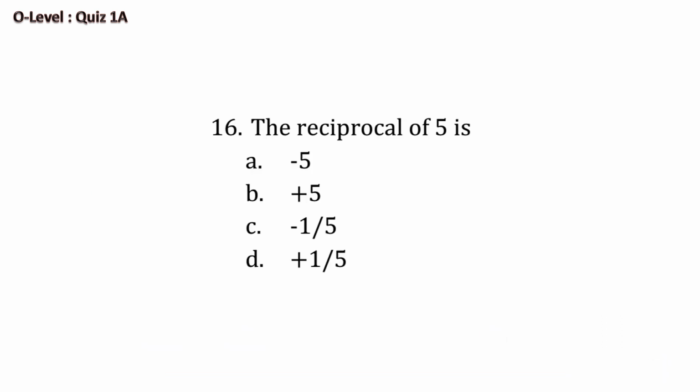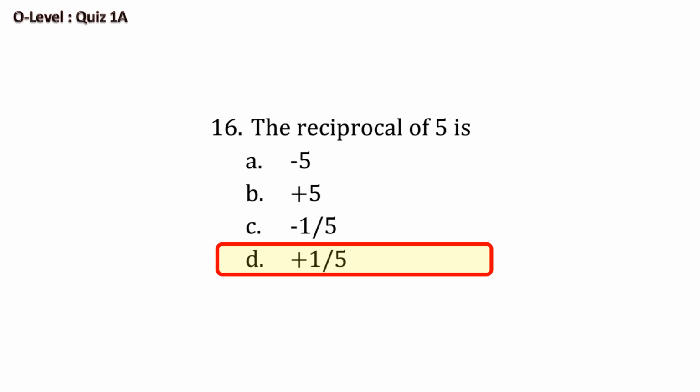Question 16. The reciprocal of 5 is, the reciprocal of a number is just 1 over that number. So that gives us 1 on 5, and the key here is D.